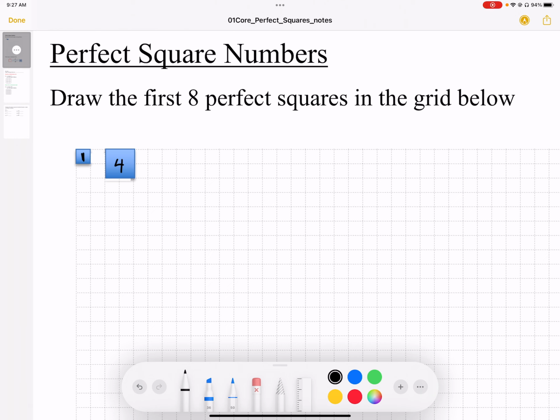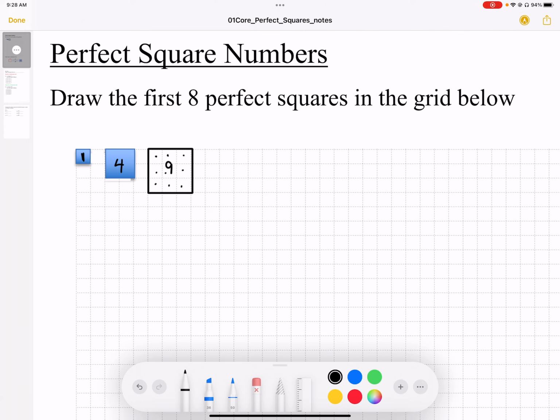The next one is going to be 9, which is going to be 3 squared. If I draw my square with a side length of 3, that is going to be my next perfect square number, which is 9. And I can count 1, 2, 3, 4, 5, 6, 7, 8, 9. That makes a perfect square shape.